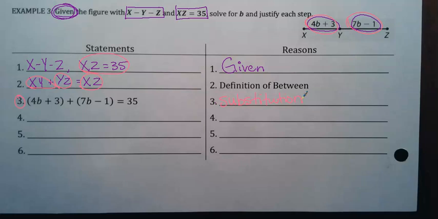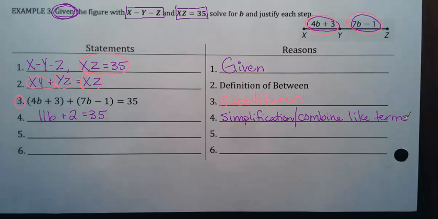All right, what can we do after this? Like if you were doing this algebraically, wouldn't you do 4b plus 7b to get 11b, and 3 plus negative 1 to get a positive 2, equals 35? So what did we do there? All right, you can call it simplification. You could call it combine like terms. Either one of those is fine, because that's what you did.